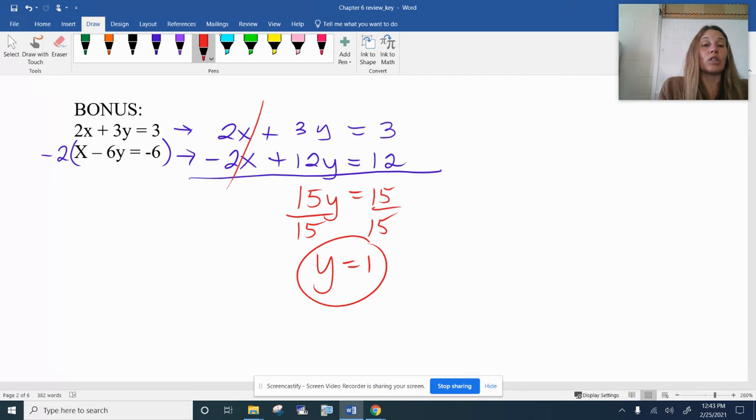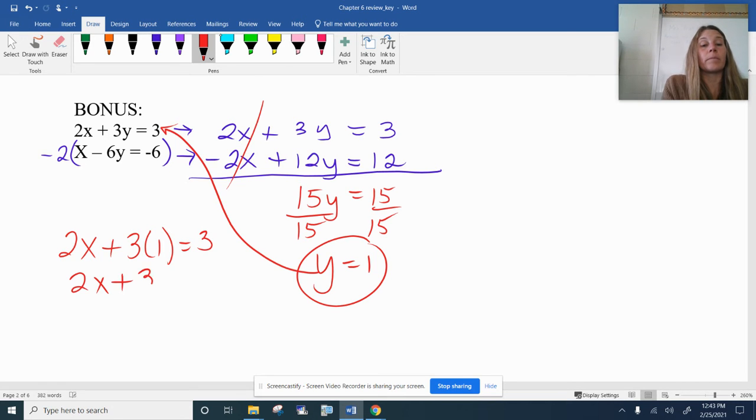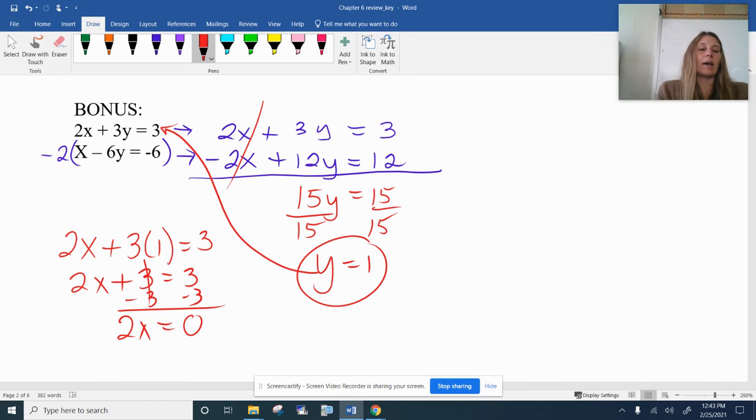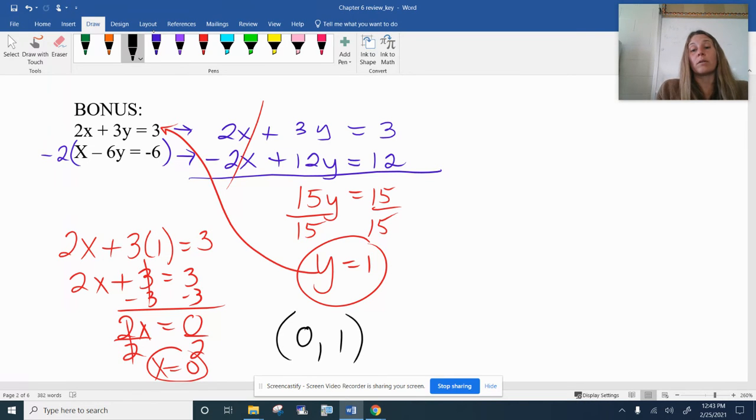Then plug that back in, whichever equation you want. I'll just go to the first one. So 2x plus 3 times 1 equals 3. Subtract the 3. Now be careful because when you subtract the 3, it's a 0. That doesn't mean you're done or anything like that. We still finish it because 0 is a solution, so we get x equals 0. 0 is divisible by 2. So my ordered pair here, there is one solution, (0, 1). So there's one solution here, which means my lines would intersect if I were to graph this.